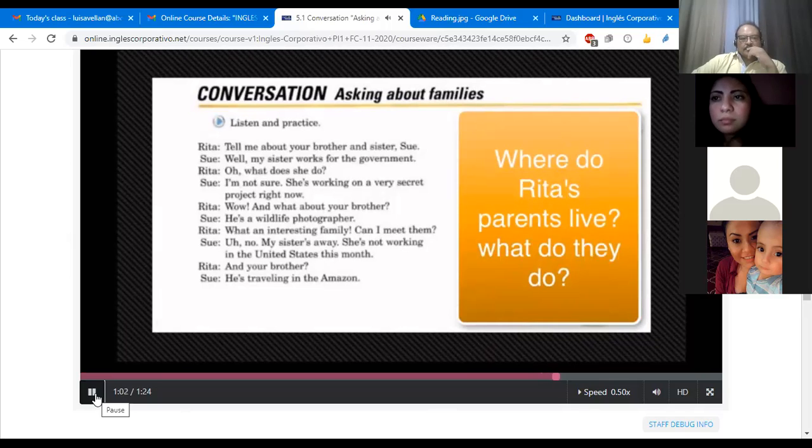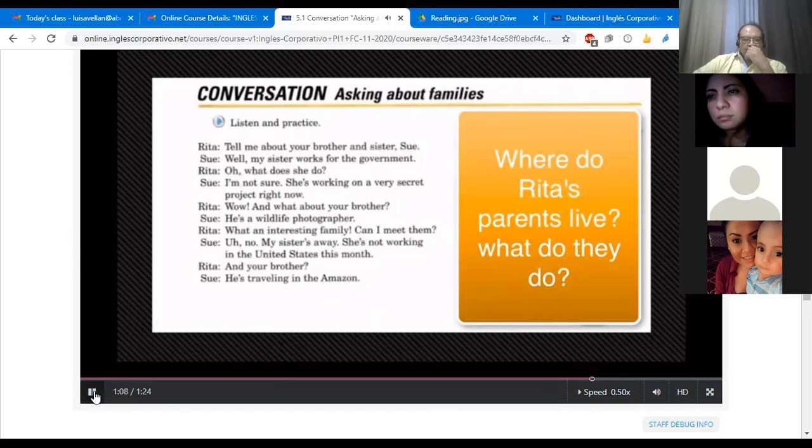Where do Rita's parents live? What do they do? So what about your parents, Rita? Where do they live? They live in Texas. Oh, where in Texas? In Austin. It's a small city, but it's very nice. Are they still working? Oh, yes. My mother is teaching at the university there, and my father is a carpenter.